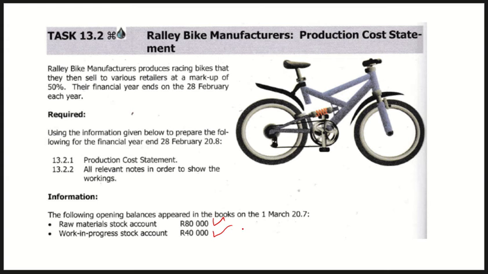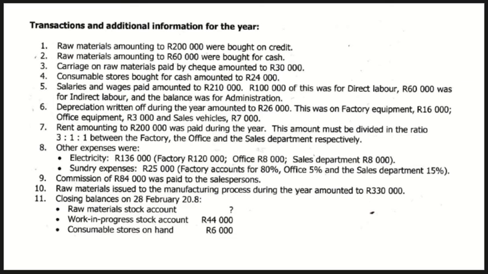Then it's direct labor. No. Work in process goes straight to the PCS. Do you understand what PCS is? The production cost statement. It goes straight to the production cost statement. And work in process at the beginning of the year, you normally add it. Remember we spoke about it. And the one at the end of the year, you will subtract it.